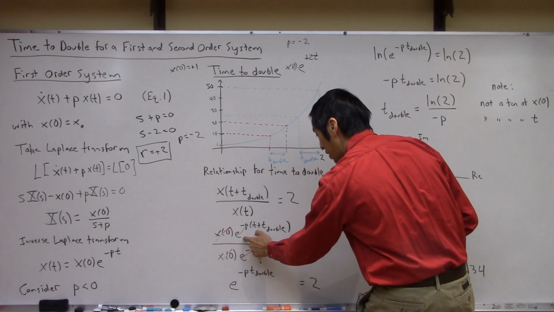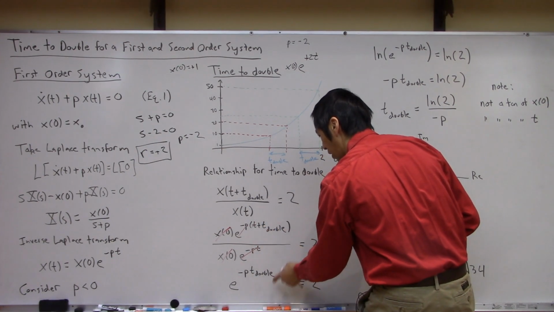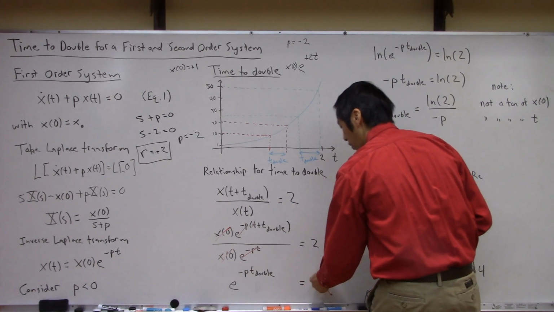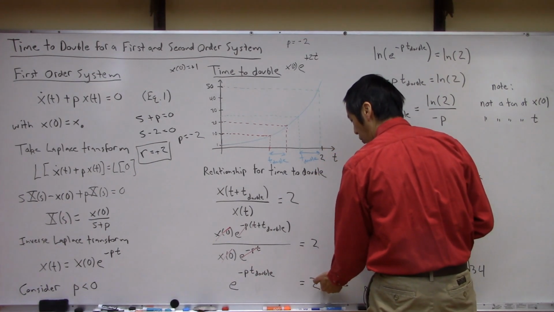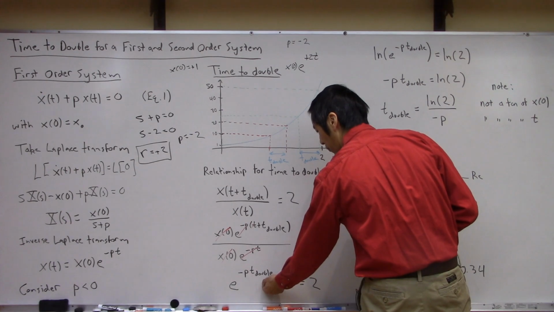So we're just left with e to the minus p t double, right? You just end up with this. So this is beautiful. Look at this. This is actually quite elegant. So I'm trying to solve for t double.